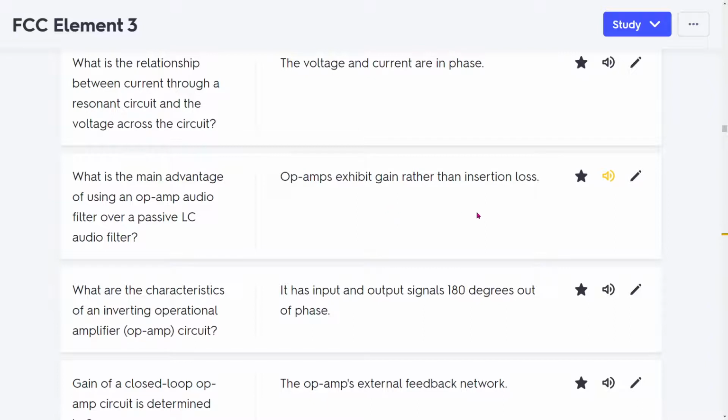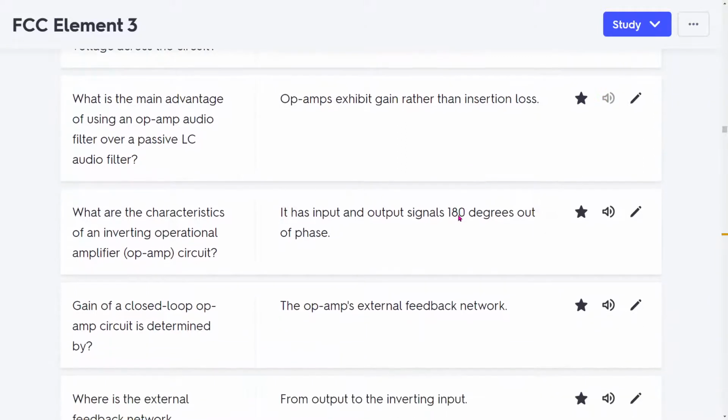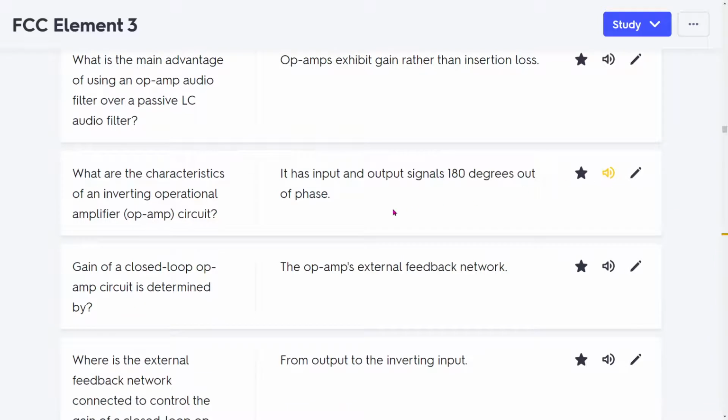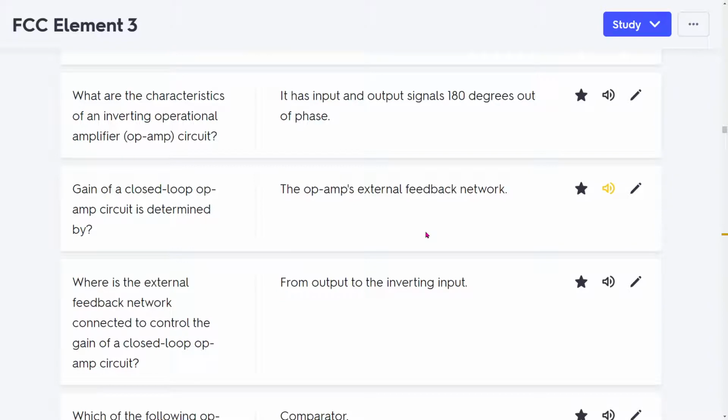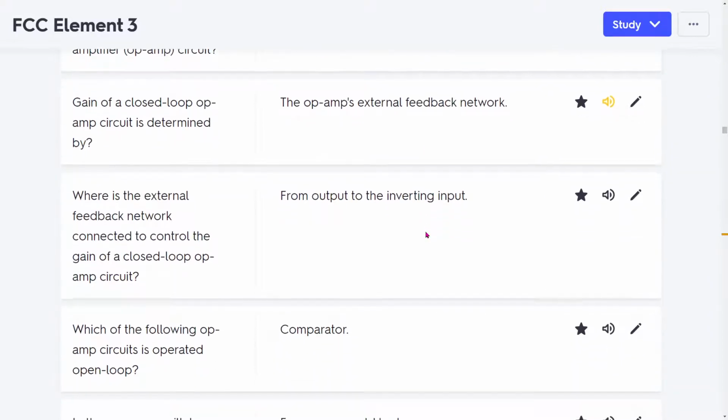What is the main advantage of using an op-amp audio filter over a passive LC audio filter? Op-amps exhibit gain rather than insertion loss. What are the characteristics of an inverting operational amplifier circuit? It has input and output signals 180 degrees out of phase. Gain of a closed-loop op-amp circuit is determined by the op-amp's external feedback network.